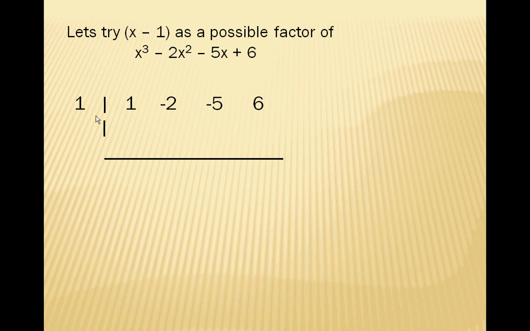So we take the opposite, put the 1, bring down our 1, multiply, combine, multiply, combine, multiply, we get a negative 6, add 6 and negative 6. We do get 0. So x minus 1 is a factor of x cubed minus 2x squared minus 5x plus 6. So we know that 1 is a root or a 0 of the function.